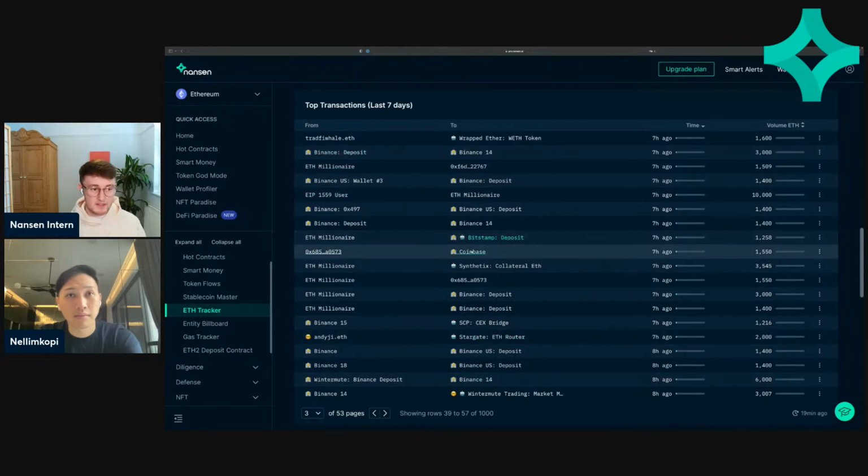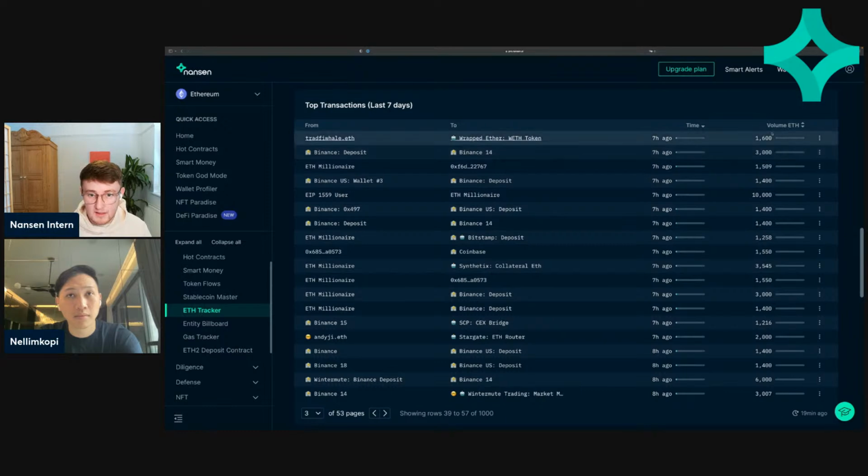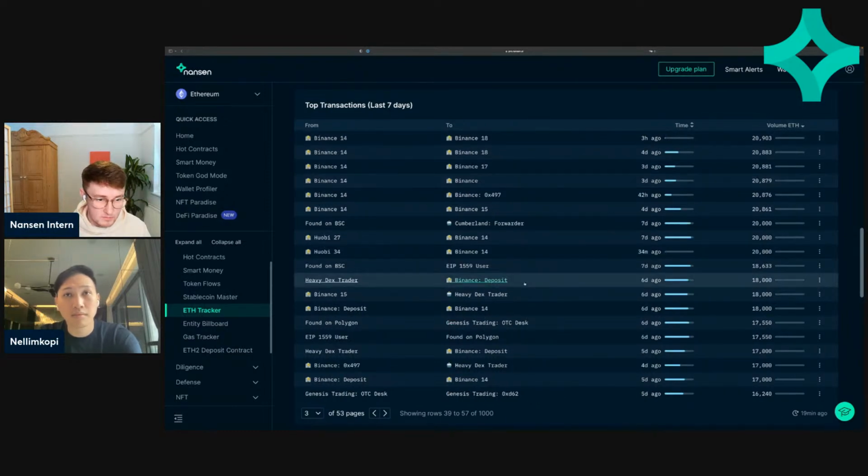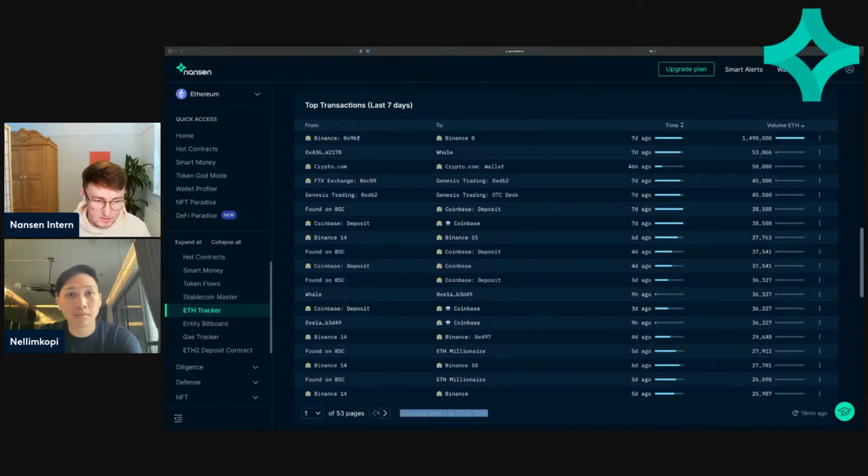TradFi whale. So basically you can go through, have a look, and you can also filter by volume, which I think is what we had at the start, to show you the largest transactions. So if you're interested in what's going on now, you can filter by time. If you're interested in just what are the largest movements, you can filter by volume. So this one is quite interesting here.